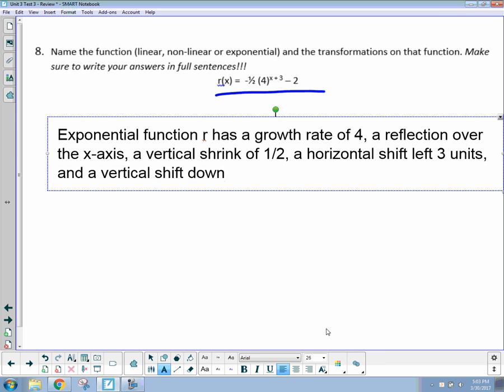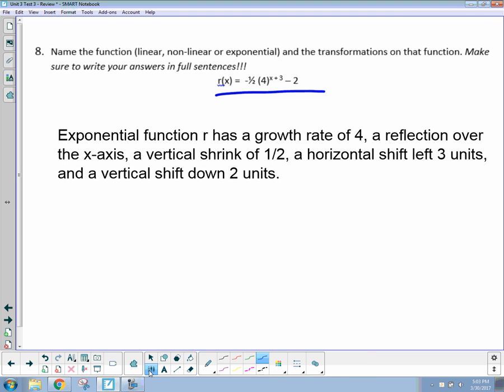So let's recap. We have an exponential function r, has a growth rate of 4, growth rate because it's greater than 1, reflection over the x-axis because of that negative, a vertical shrink of a half, a horizontal shift left 3 units because of positive 3, think opposite, so go to the other direction, and a vertical shift down 2 units. Cool. We're almost done, guys.